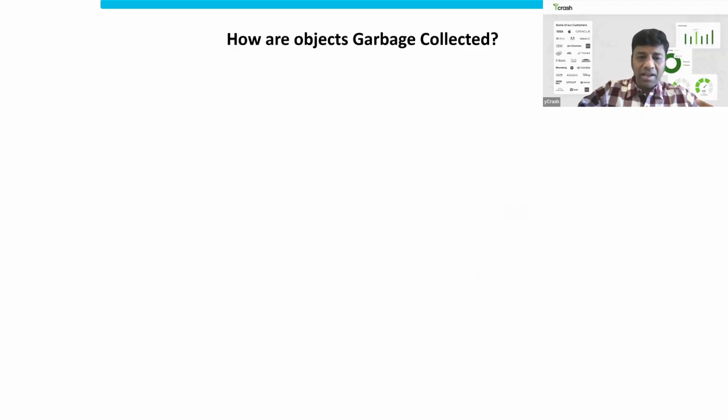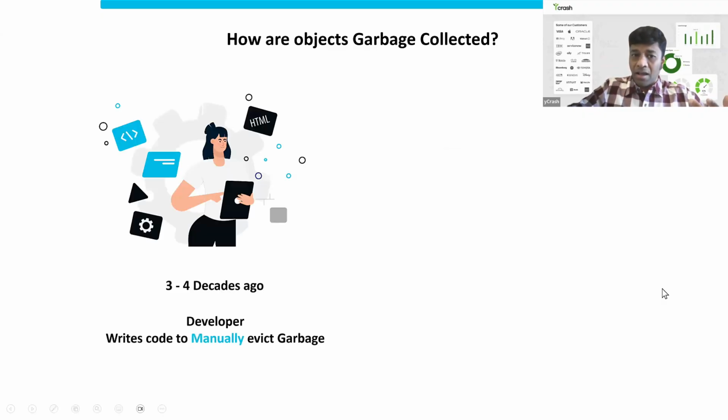See, friends, exactly 3 decades back, in those days, we developers were responsible for writing the code to evict the objects from memory, right? Today, as a Java developer, we only create objects. I only say new customer object, new account object, new array list object. I don't write the code to evict them from memory. But back in those days, before Java, developers had to manually create and also deallocate the objects.